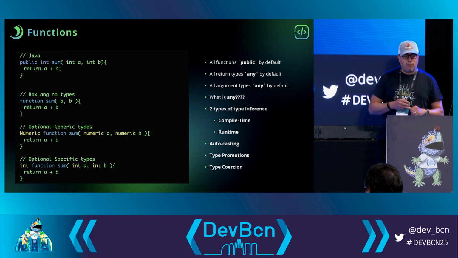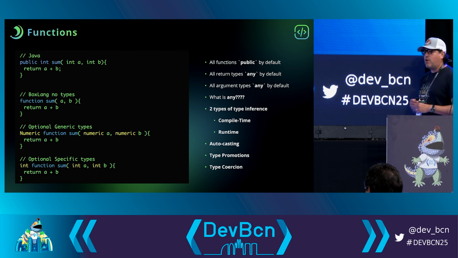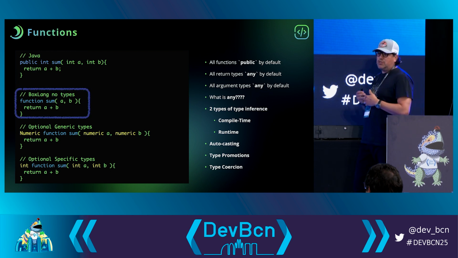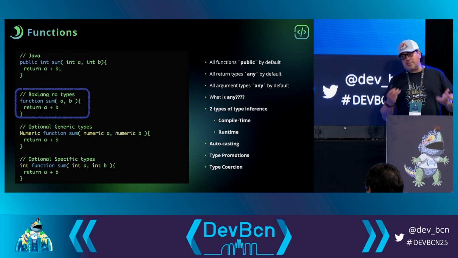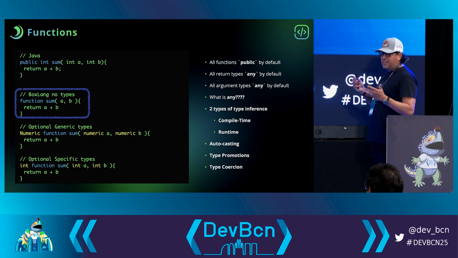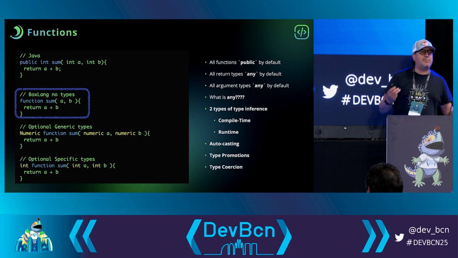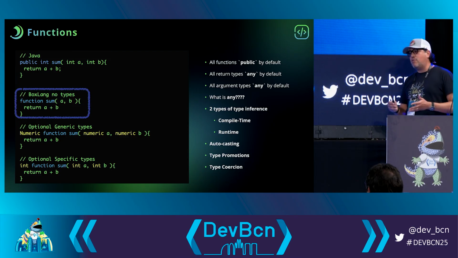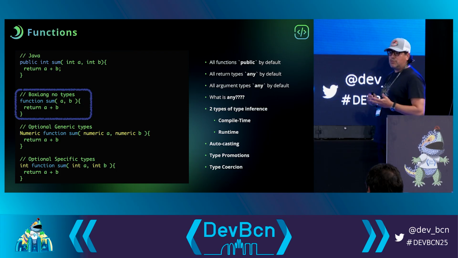Functions. So functions, you've mostly seen this in other languages, where in BoxLang, for example, all functions are public by default. You don't have to say public. All return types are any by default as well. All arguments are any by default as well. And any is really anything, right? We'll determine that at runtime. However, you can actually do type inference, or you can actually do optional as well.